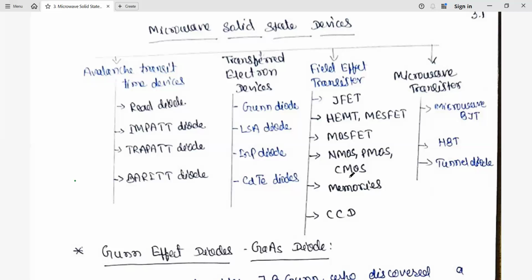This comes under microwave solid state devices. When you study microwaves, you become familiar with three different types of devices: one is solid state devices, another is O type, and next is M type. So these three types of devices we are going to see in microwaves.